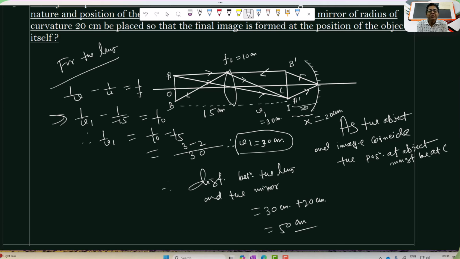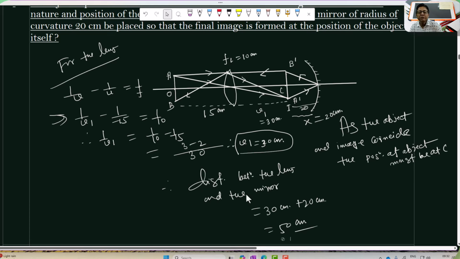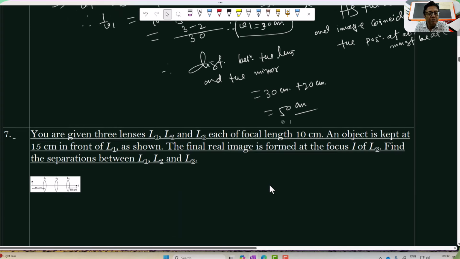So this is the position of the object. Finally, the image will be formed here. First the image is formed here, but due to the reflection from the mirror, these rays will pass through the lens and will meet the object again. So the distance between lens and mirror will be 50 centimeter.